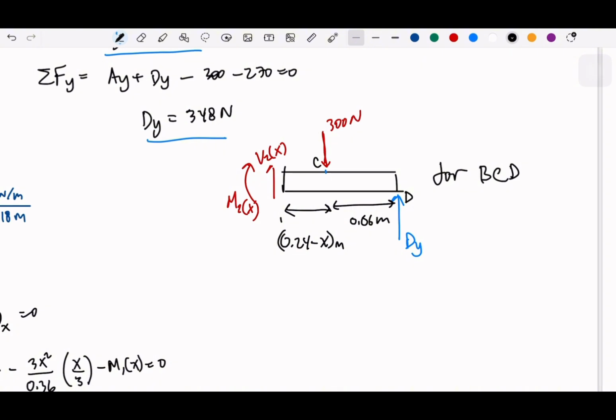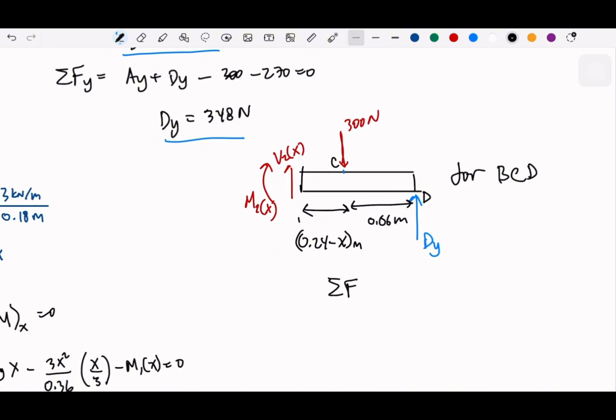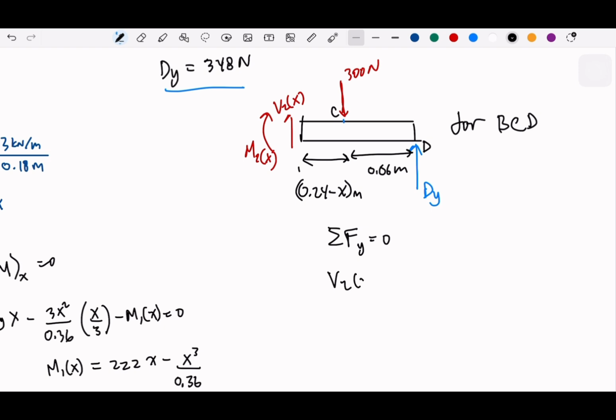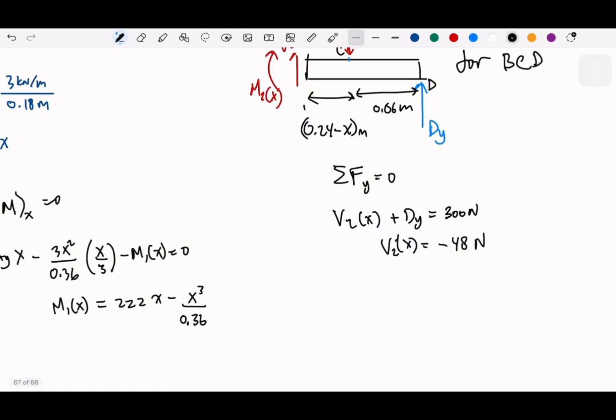Okay, do the same thing. You can take the sigma F, so we get V2 plus DY equal 300, or V2 of x is negative 48 Newton. And then take the same thing.